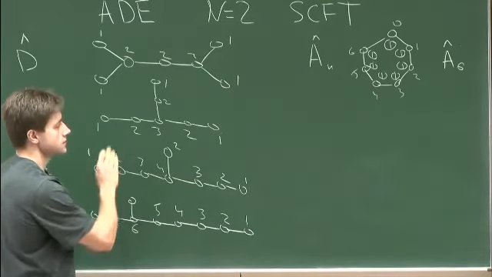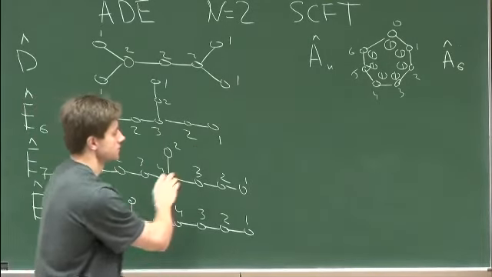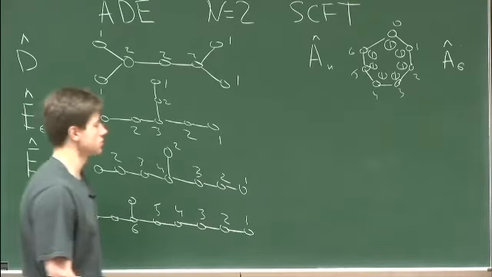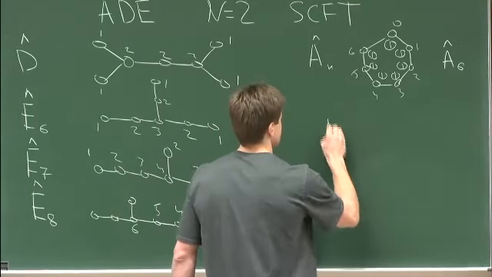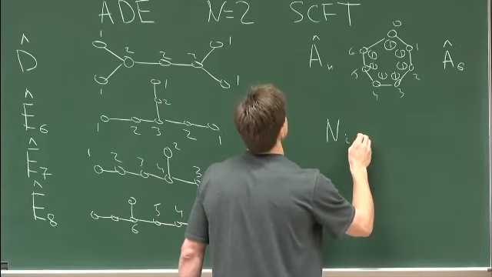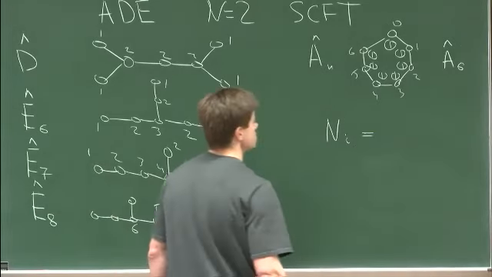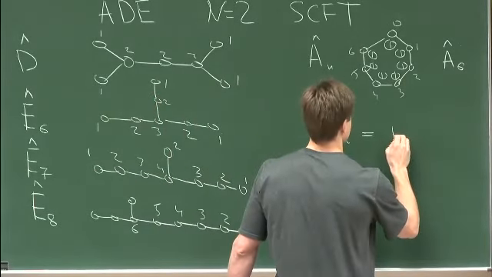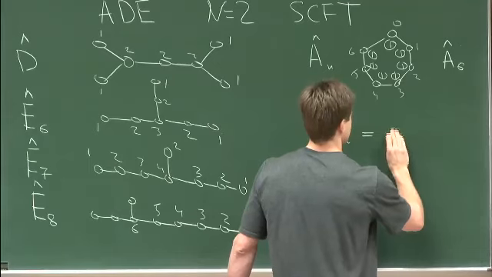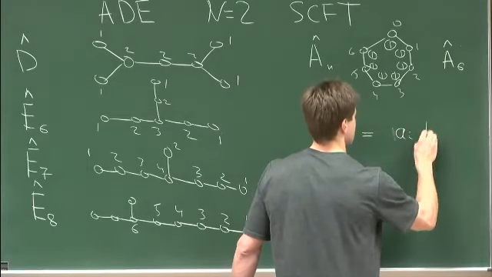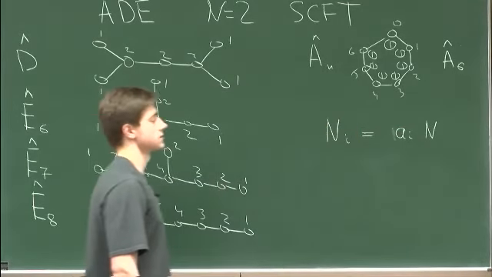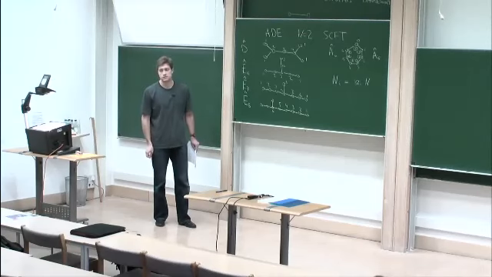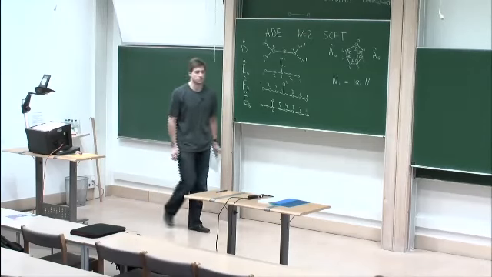What these little numbers at each node encode is the ranks of the gauge groups. Namely, we take the ranks of the gauge groups N_i to be equal to a_i times some fixed number n. And under this condition, the resulting theory is superconformal. Its beta function vanishes.